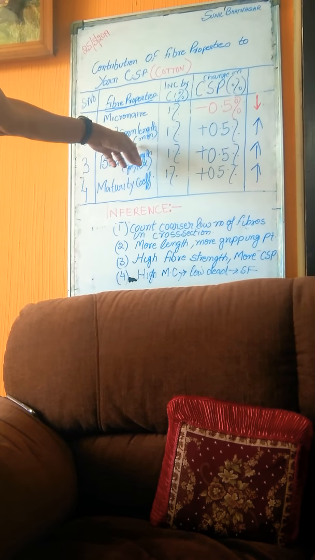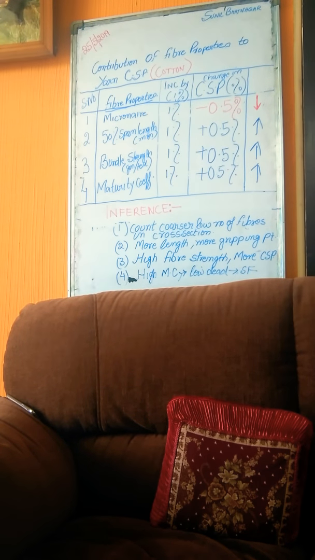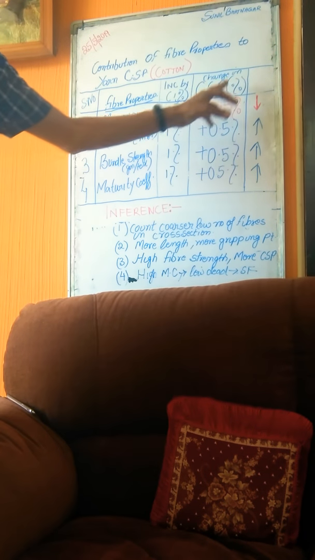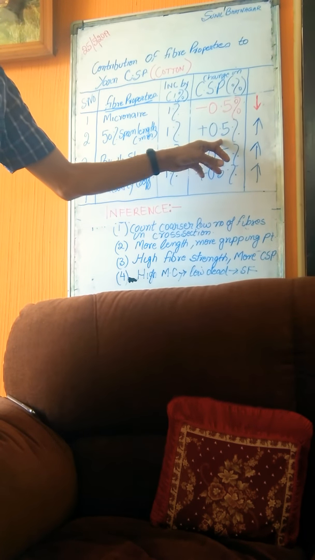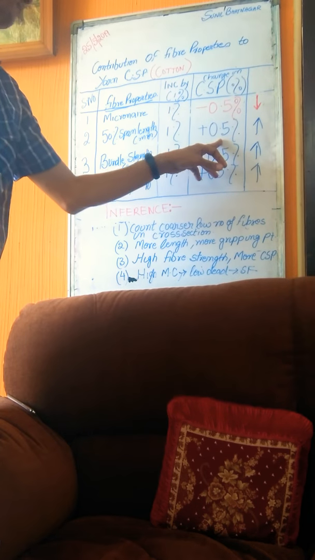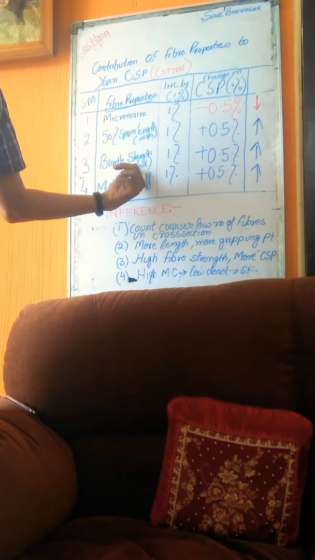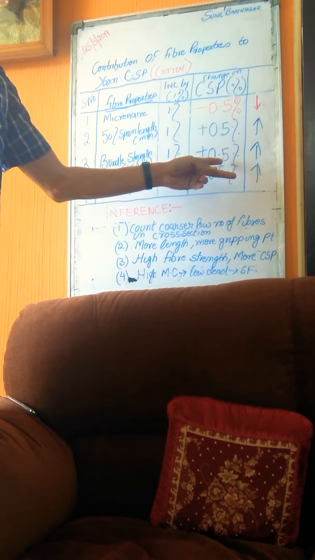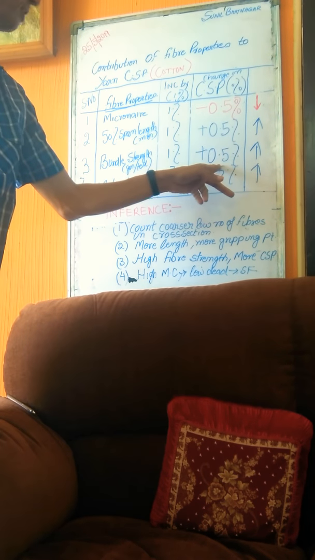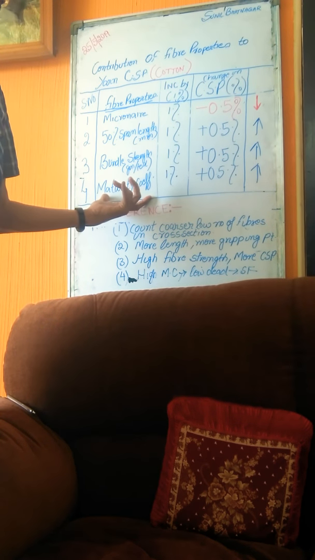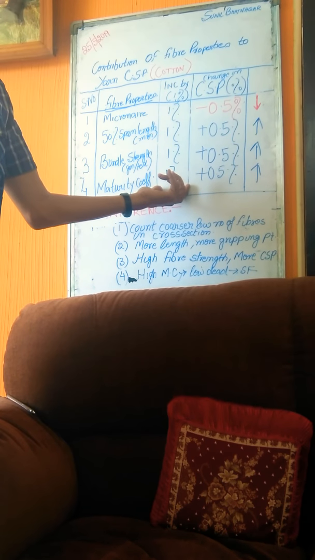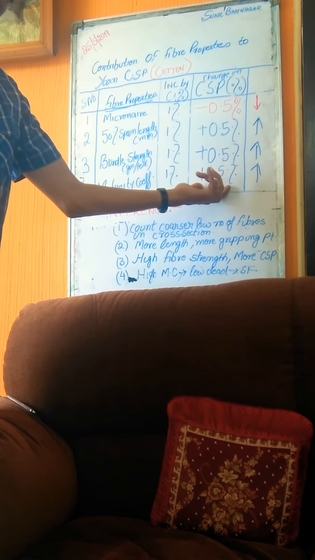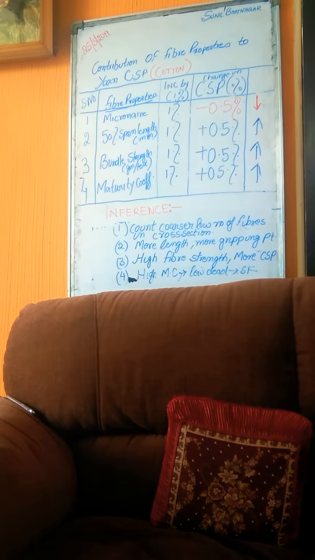If the span length increases by 1%, then the CSP improves by 0.5%. If the bundle strength increases by 1%, then the CSP improves by 0.5%. And if the maturity coefficient increases by 1%, then the CSP improves by 0.5%.